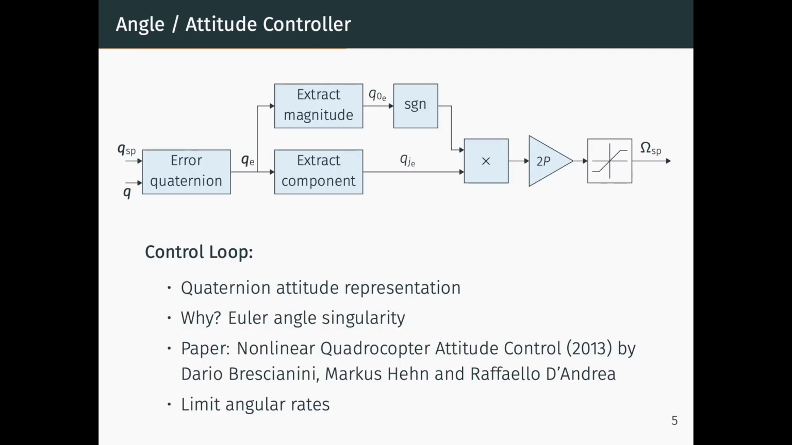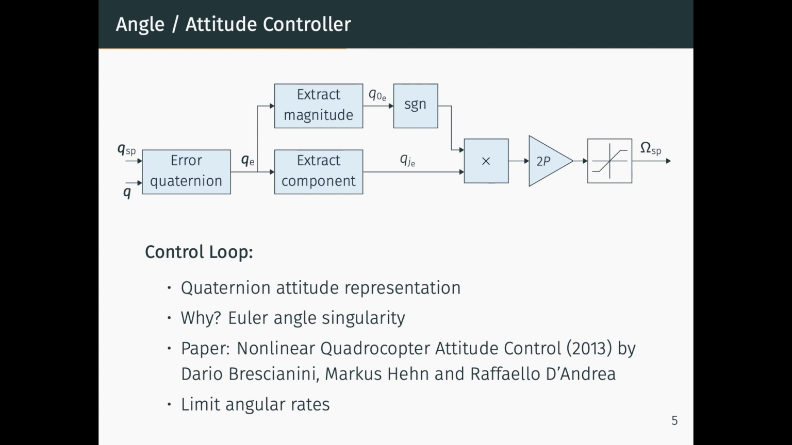Moving on to the angle controller, PX4 makes use of the quaternion attitude representation. The reason for making use of quaternions and not something that is easily interpreted, such as Euler angles, is because of the singularity that exists at the 90-degree pitch angle of the 3-to-1 Euler representation when estimating the Euler angles from the IMU measurements. The structure of the controller is a proportional controller, but it does have some nonlinear components as well. This control law is based on the paper Nonlinear Quadrocopter Attitude Control.